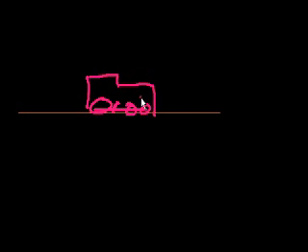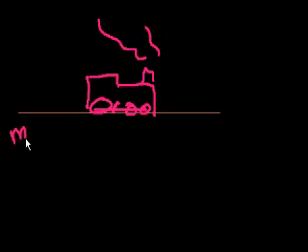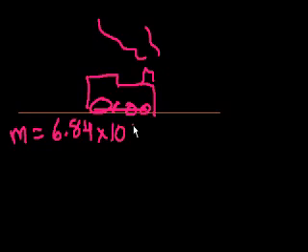And then the problem says that I have a train on the ground. Let me try my best to draw a train. I don't know, something like that. And there's smoke coming out. It says the train of mass 6.84... So let's say the mass of the train is 6.84 times 10 to the 6th kilograms. That's the mass of this train.